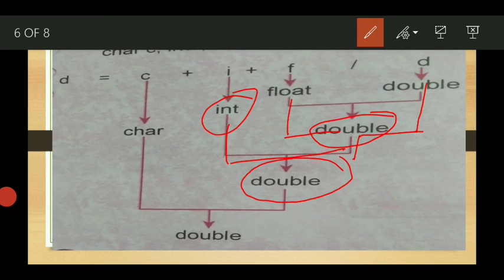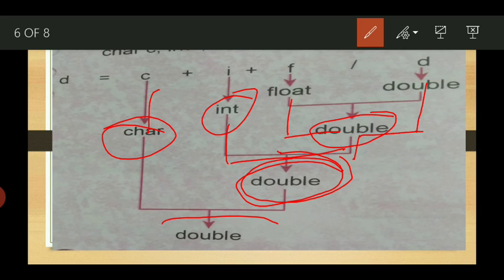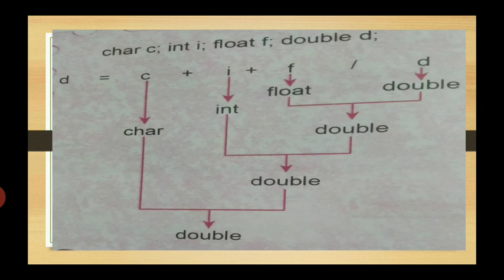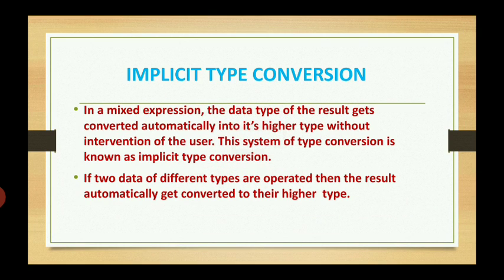Now you see here, this is char and this is double. So automatically again it will get converted to the higher hierarchical order. So the answer will be in double. So ultimately whatever the output will come will be in double or fraction. It will take fractional values. Okay, this type of conversion is called implicit type conversion.